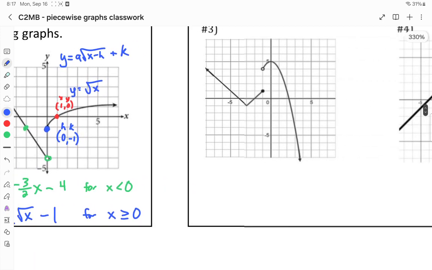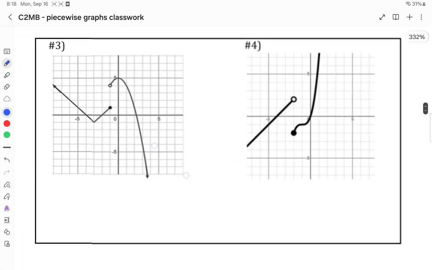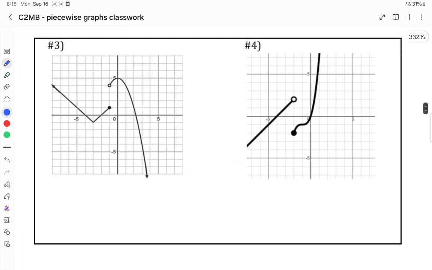All right, let's keep it going with a couple more. Here we got more of our parent function graphs, so these get a little more interesting here, I think.